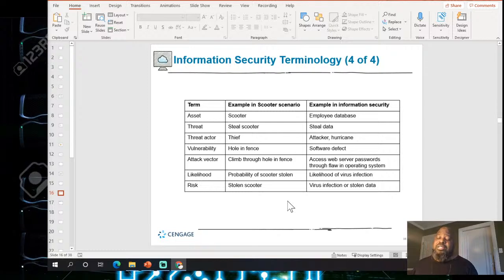So what is the cost? What are the man hours? What's the FTE of all that? Once again, the likelihood is the probability of a scooter being stolen or a virus infection. Risk is a stolen scooter, virus infection, or stolen data. So what is the risk? You've got the likelihood, but then what is the risk of that for a company?